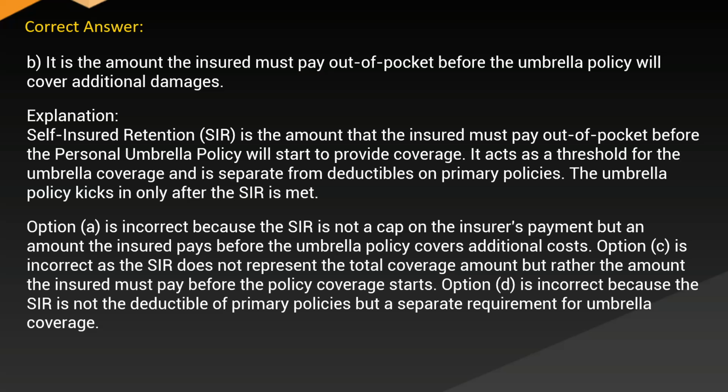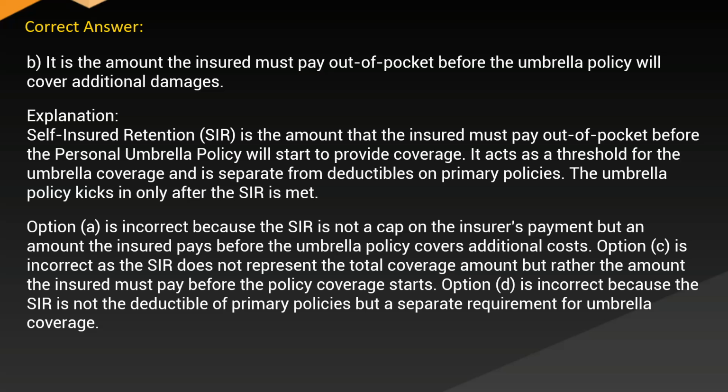Correct answer, B. It is the amount the insured must pay out of pocket before the umbrella policy will cover additional damages. Explanation. Self-insured retention, SIR, is the amount that the insured must pay out of pocket before the personal umbrella policy will start to provide coverage. It acts as a threshold for the umbrella coverage and is separate from deductibles on primary policies. The umbrella policy kicks in only after the SIR is met.